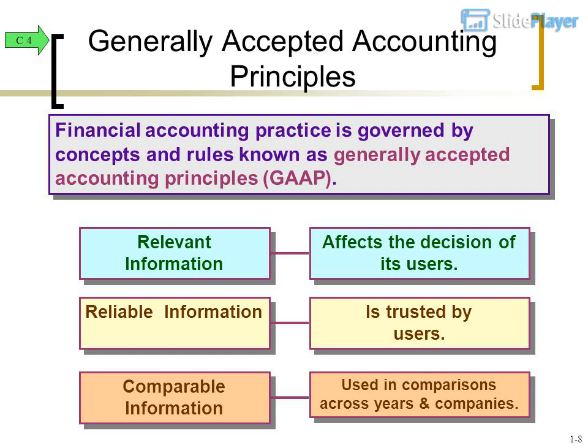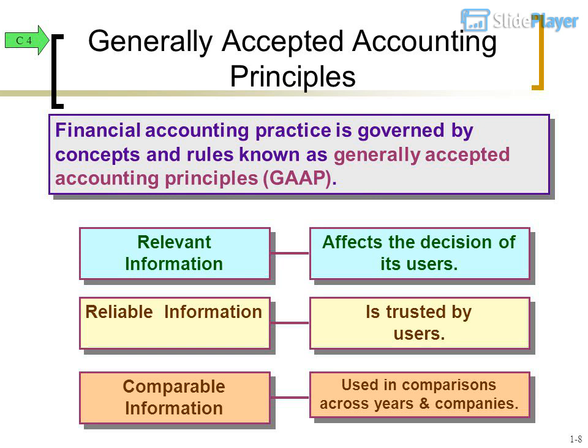Generally accepted accounting principles identify three major characteristics of information. First, the information must be relevant. Relevant information impacts the decision of the informed user of financial information. Second, the information must be reliable. Finally, the information must be comparable. Comparability helps us compare financial information from one period with that of the next period. Reliable information is trusted by users. Comparable information is used in comparisons across years and companies.